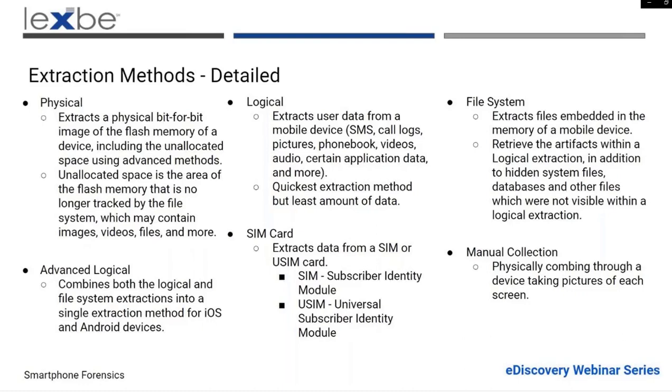A file system extraction gets the files embedded in the memory of the device, as well as retrieving the artifacts within the logical extraction. It can also get hidden system files and databases on the phone that the user does not normally have access to, but contains some very vital information. An advanced logical is basically an extraction that combines the logical and the file system data. This advanced logical extraction has become the standard for iOS and Android devices.